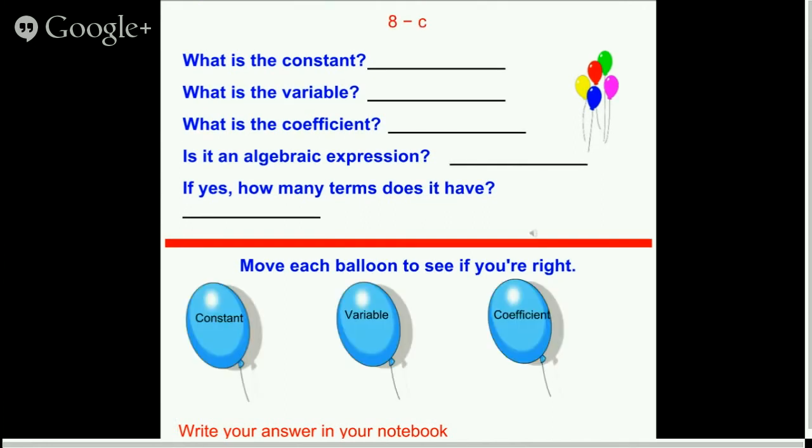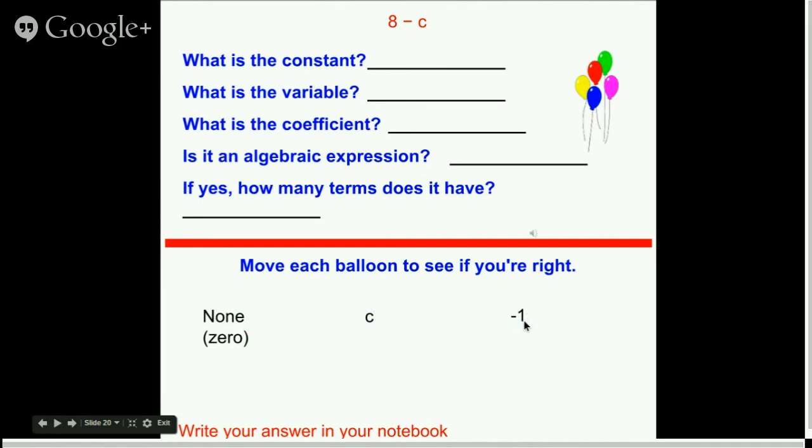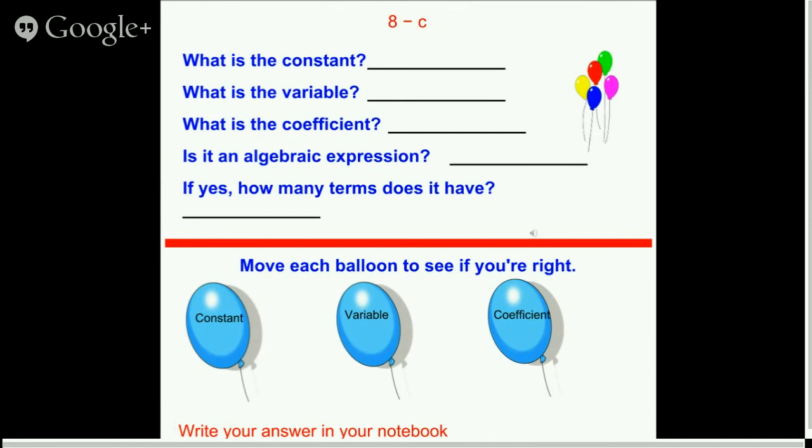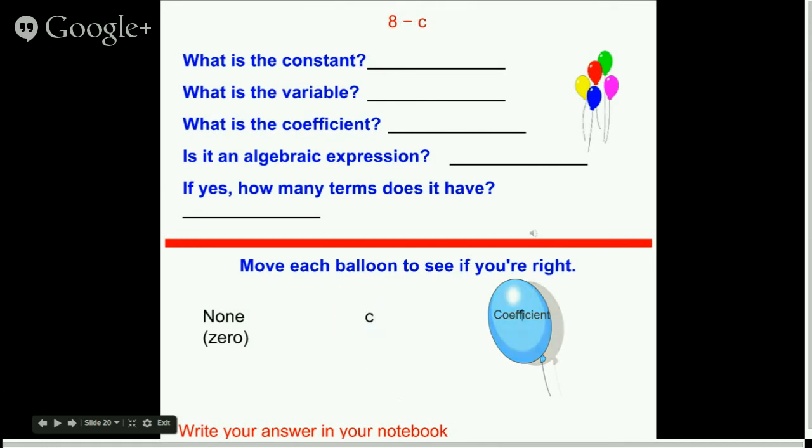How about this one? Go ahead and pause it. Correct answers are, all right. So there is a constant. It's 8. Sorry, I got this from somewhere else. The constant is 8. The variable is c, and the coefficient is -1. Constant is 8. It has two terms.